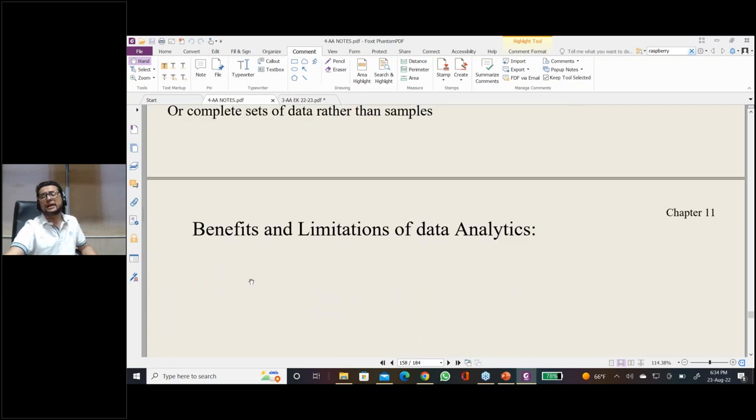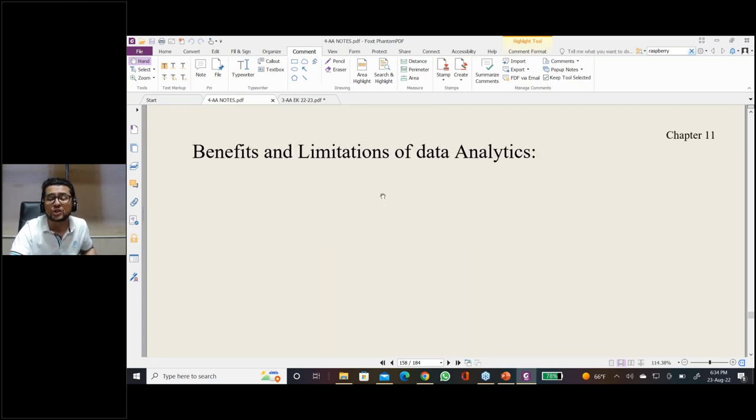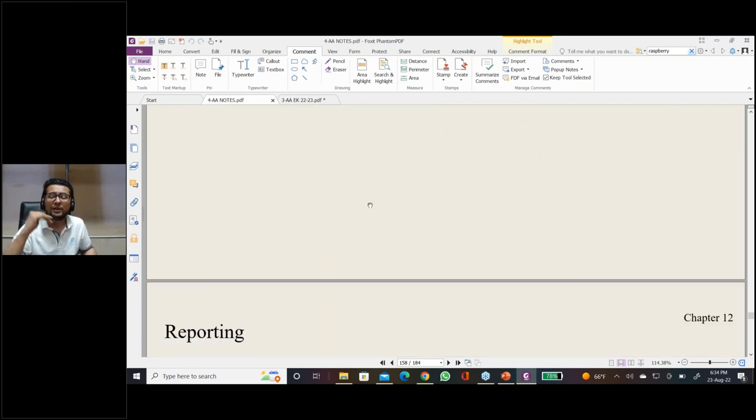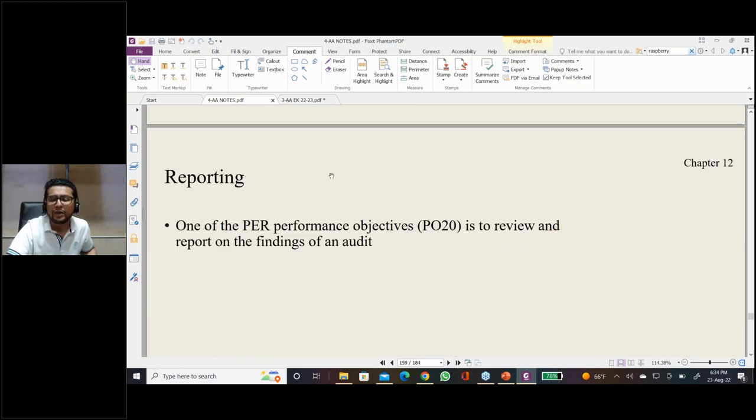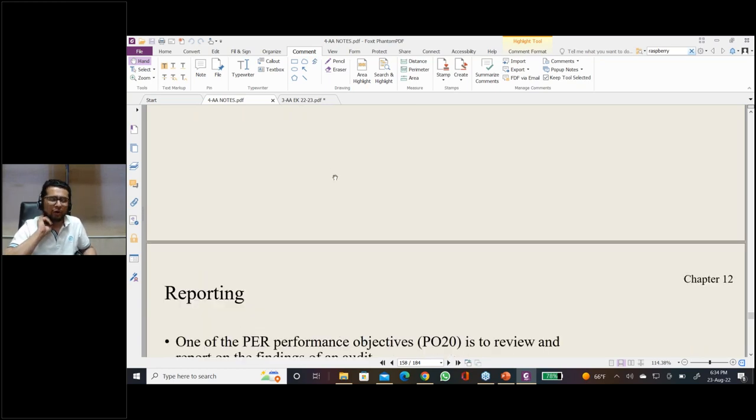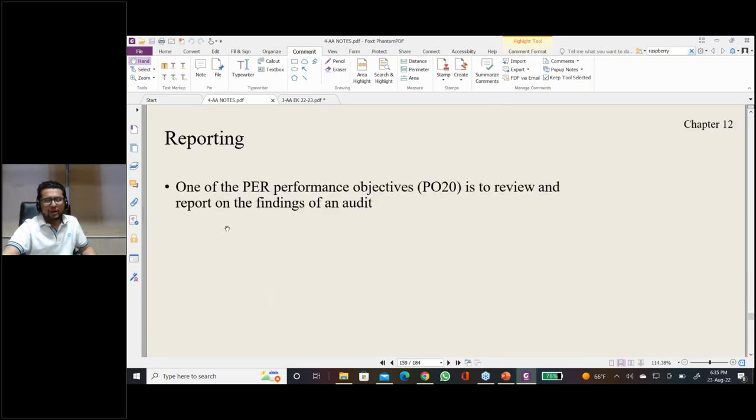With the help of big data and data analytics, the audit firm would be able to identify unusual fluctuations within the data, and then further testing could be performed in order to verify whether there is any unusual relationship between the data. So now, almost the last topic which I will cover in detail is what we call audit reporting.